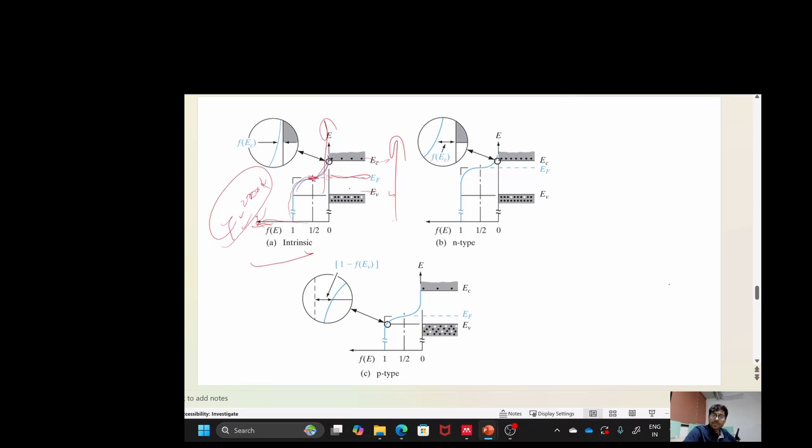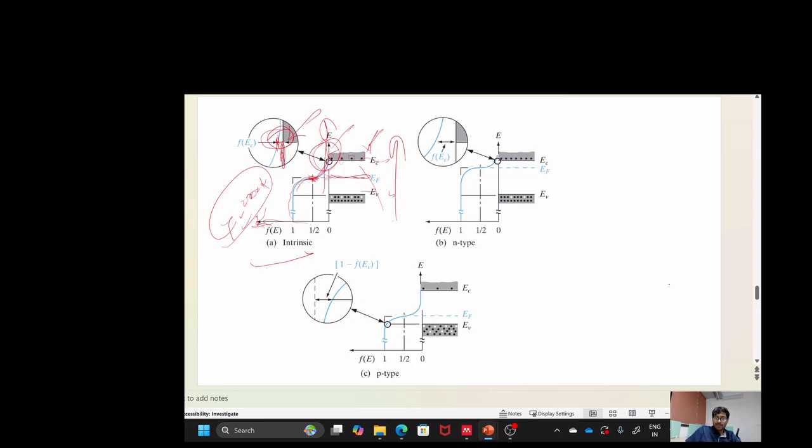At energy EF, the Fermi energy, the probability of finding an electron is 1 by 2, and at this position the probability of finding an electron will be very less. These dots show that some electrons are there, because as soon as we increase the temperature there is a certain probability, not equal to 0, of finding an electron here. So this will give you some electrons in the conduction band.